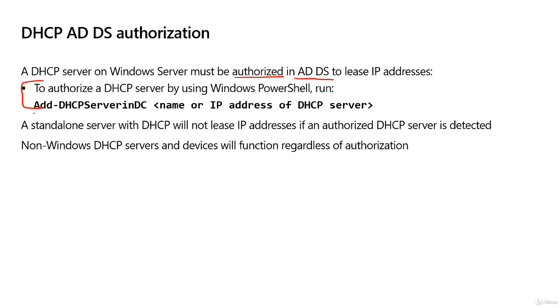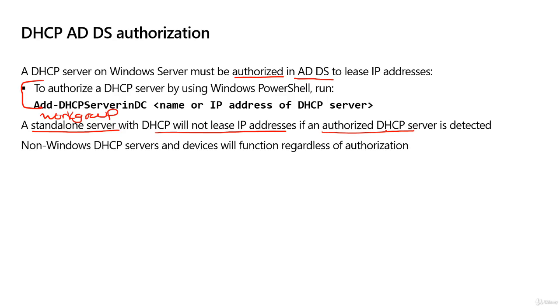The point of this is to stop these rogue DHCP servers, meaning if somebody went to some server for whatever reason and installed DHCP, maybe to look at something, or maybe they plan to use it in a test environment or something like that, but it gets connected to our production network. If that's true and it's not authorized, it will never lease IP addresses. Also, an interesting fact, if you have a standalone server, meaning it's in a workgroup, not even joined to the domain, but you configure DHCP on it, it will not lease IP addresses if it detects another DHCP server and that DHCP server is authorized.